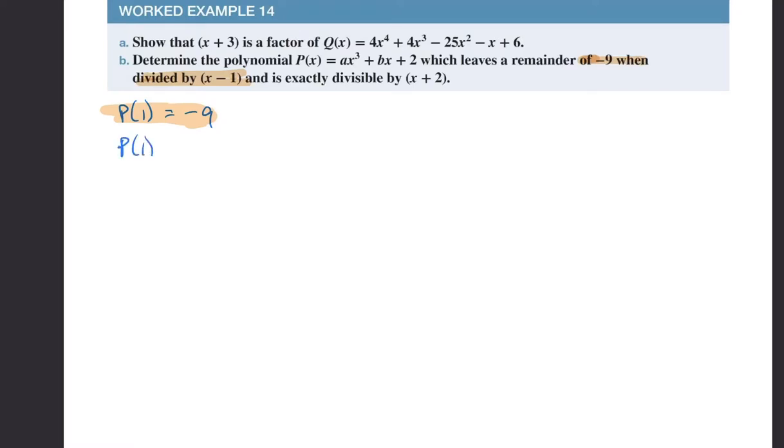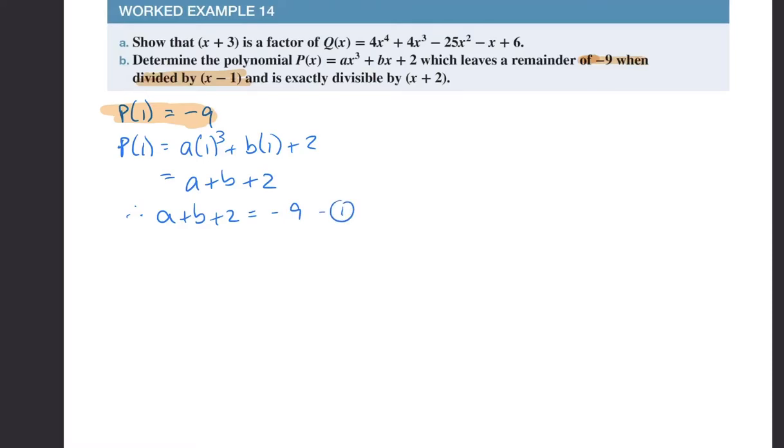p(1) also equals, and I'm going to substitute the 1 in the place of x over here. So it becomes a times 1 cubed plus b times 1 plus 2, and that gives me a plus b plus 2. And that equals negative 9. Therefore, a plus b plus 2 equals negative 9. This is my first equation.